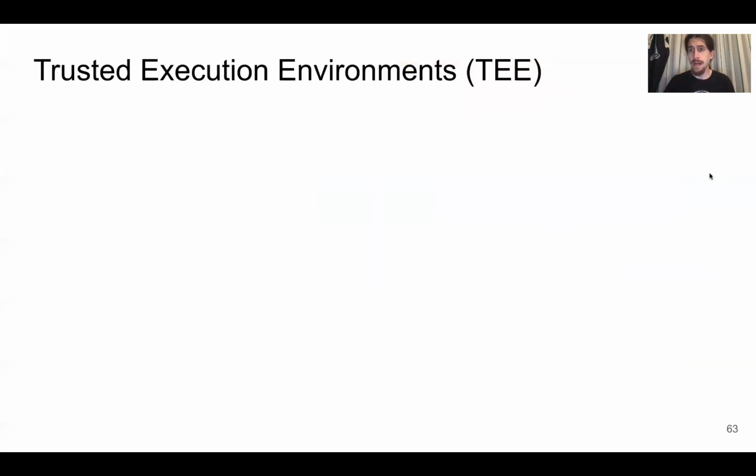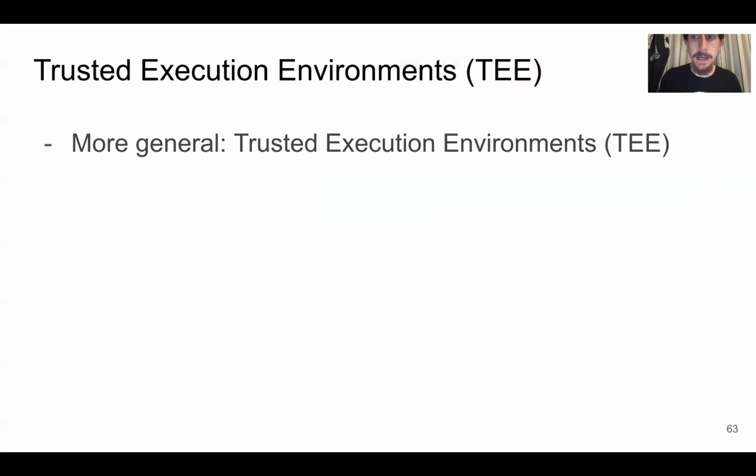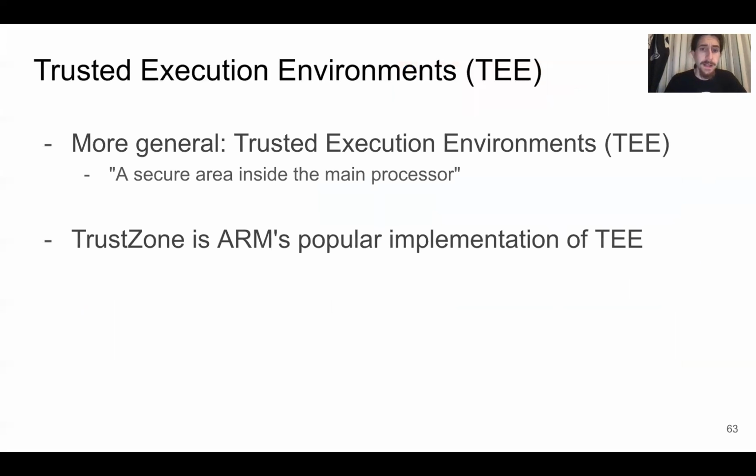Some other more high-level things about TrustZone. They are somehow referred to as TEEs, trusted execution environments. And again, conceptually, it is a secure area inside the main processor. We talk about TrustZone when we refer to the popular ARM implementation of a TEE. So ARM is a family of processors, and these guys developed TrustZone. And TrustZone, we can say, is an implementation of a TEE.